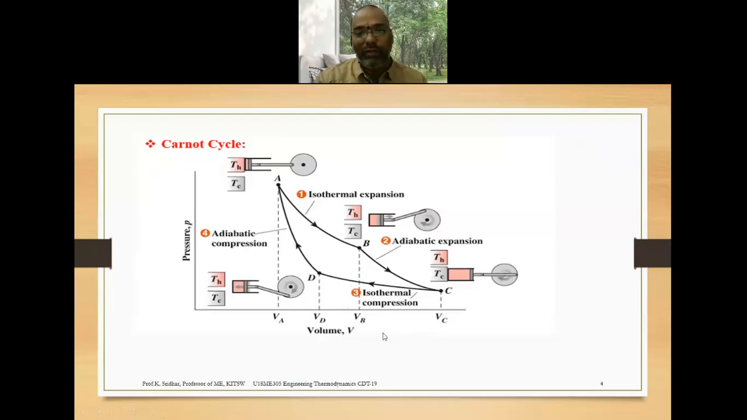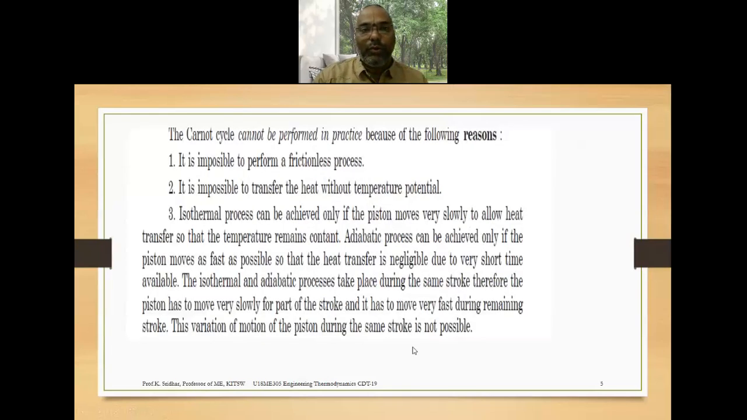Here the same thing is once again illustrated very clearly on the PV diagram. Now, why is the Carnot cycle not possible in actual practice? Because our first lecture outcome is to represent the Carnot cycle properly on the PV diagram as well as on the TS diagram. Just now we have seen that there are two reversible isothermal and two reversible adiabatic processes in the Carnot cycle.